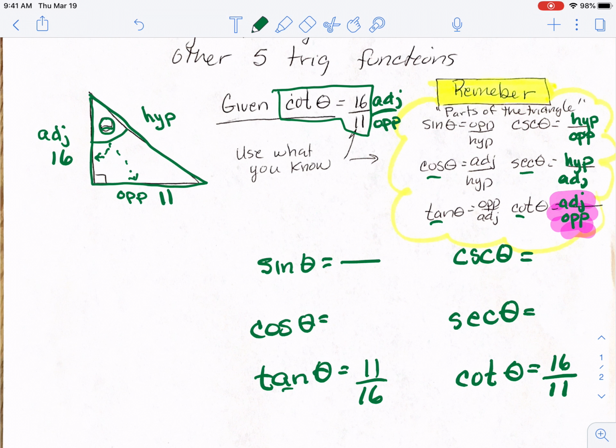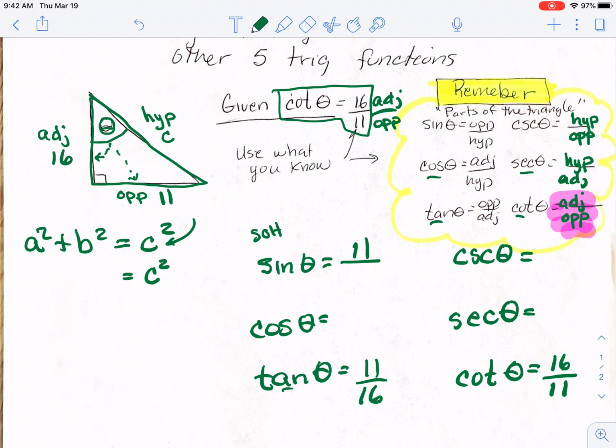Sine, now I just kind of work my way through the other 4. Sine, I know the parts are opposite over hypotenuse. So I need my opposite, which I have, is 11. My hypotenuse, I don't know. So I'm going to put a C up here on my triangle, and I'm going to use our Pythagorean theorem. This is a right triangle, so I can use the Pythagorean theorem. I know 2 sides, I want the third. Remember, in the Pythagorean theorem, this C squared has to be the hypotenuse.